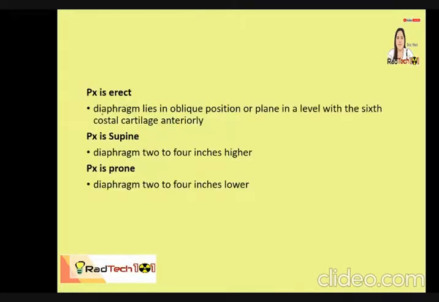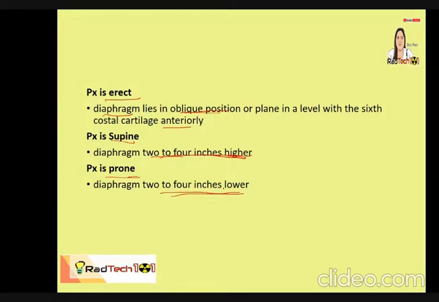When the patient is erect, the diaphragm lies in oblique position or plane in a level with the sixth costal cartilage anteriorly. Pag nakasupine, diaphragm is 2 to 4 inches higher. Pag naka-prone, diaphragm is 2 to 4 inches lower. So, ang diaphragm ng tao is tag-iiba rin yung posisyon depende kung ano yung kanyang posisyon. Kung nakatayo yung patient, yung kanyang diaphragm is more nasa oblique position. So, parang pagilid siya with the sixth level ng sixth costal cartilage sa harap. Pag nakasupine, nakahiga, then supine, diaphragm is 2 to 4 inches higher. Pag naka-prone naman yung patient, so 2 to 4 inches lower.